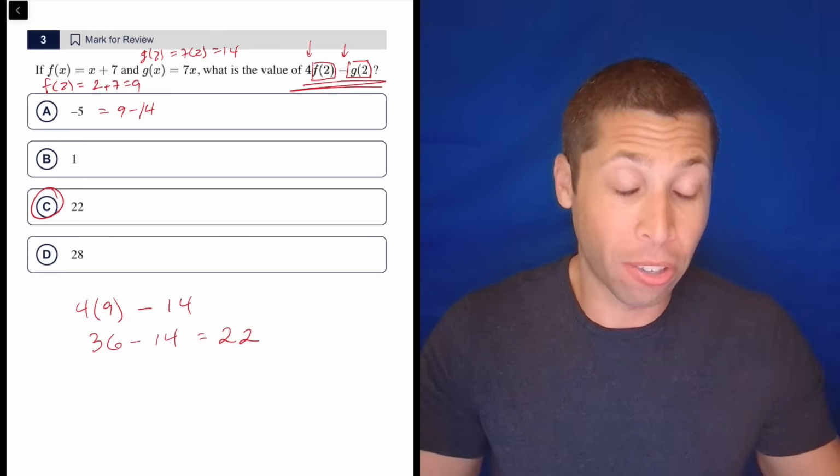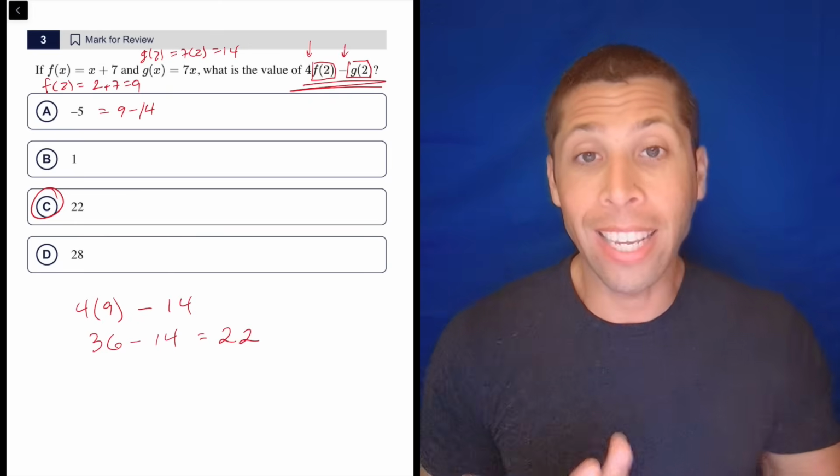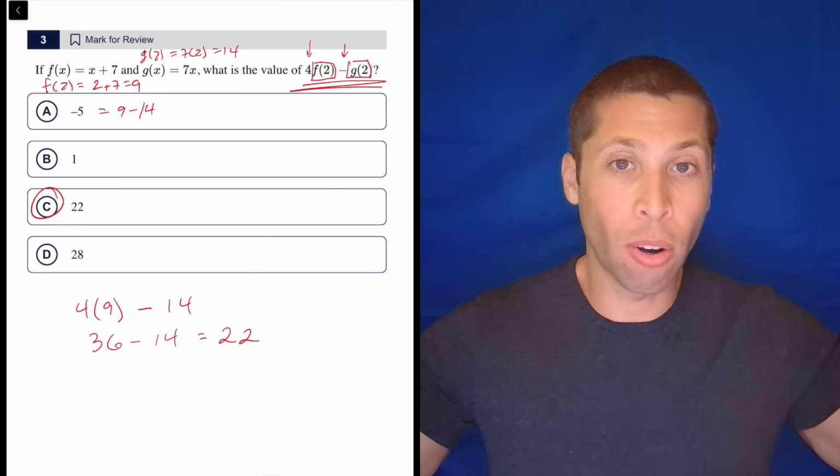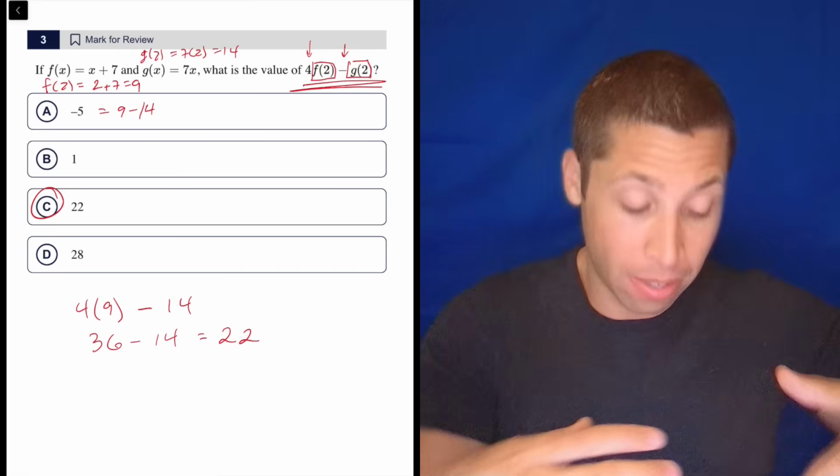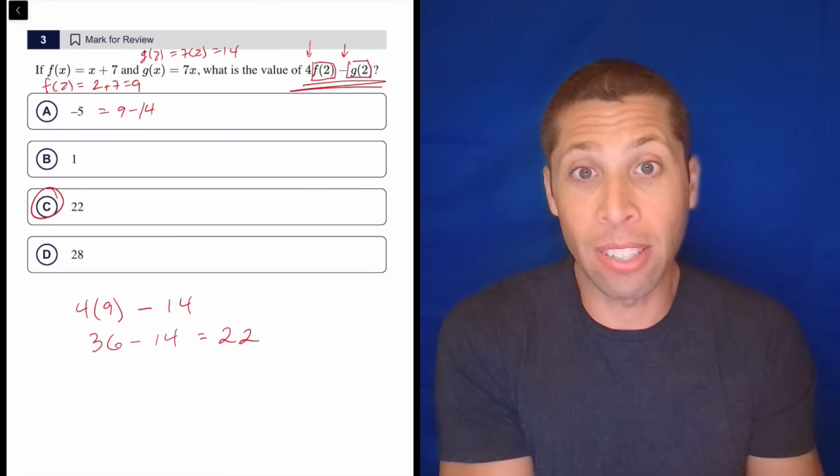So that could be just from missing the 4, which I think is more likely to happen if you're trying to take all these f of g, f of x, and g of x and stuff them into this equation that they kind of give us at the end.